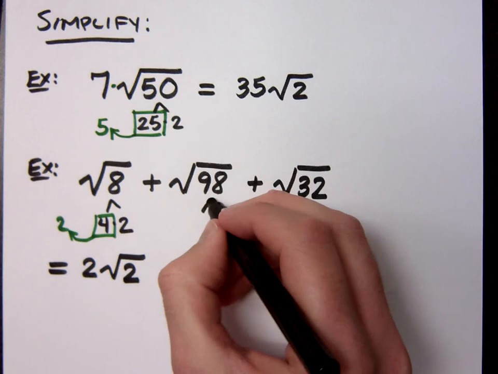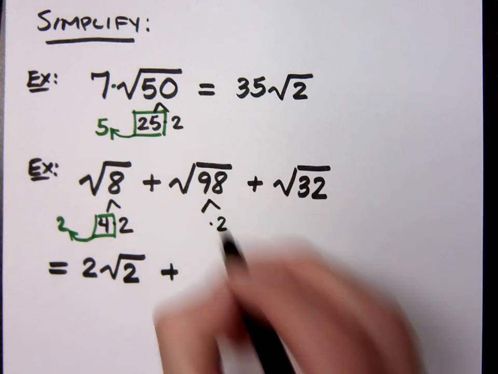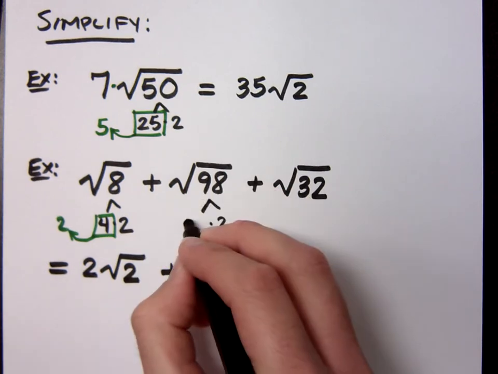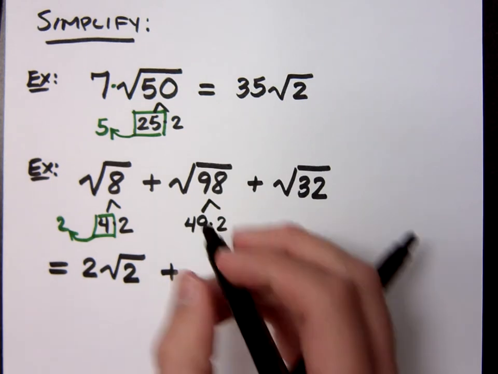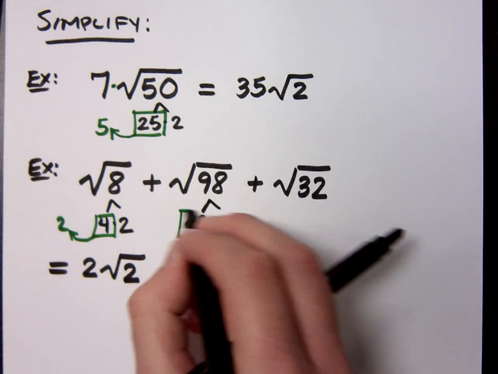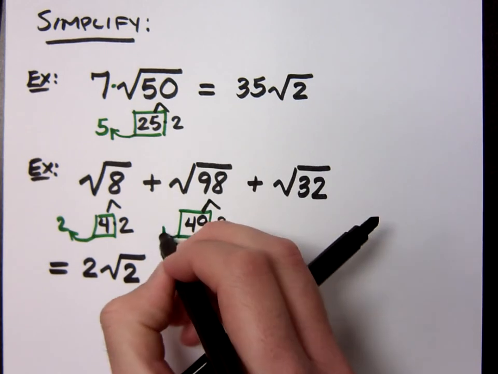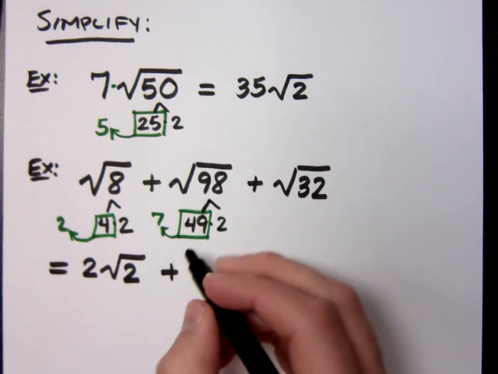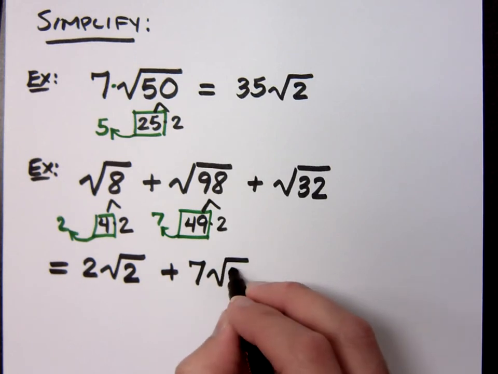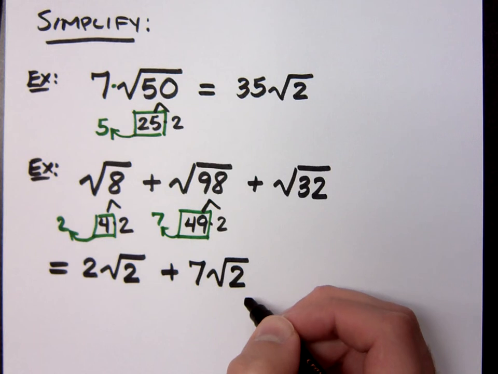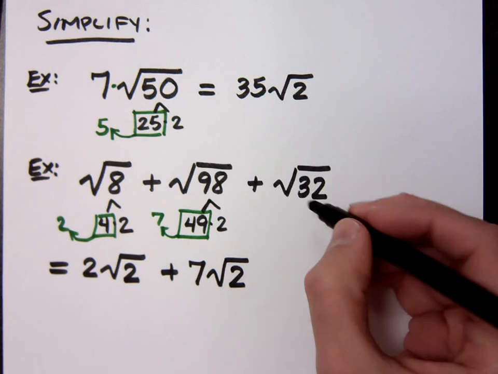So does 2 go into 98? How many times? 49. Look at that. 7 and 2. So this one comes out as a 7, so it becomes 7 times the square root of 2, or 7 square roots of 2.